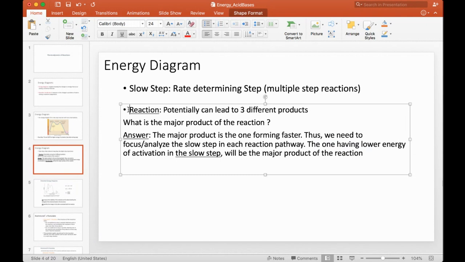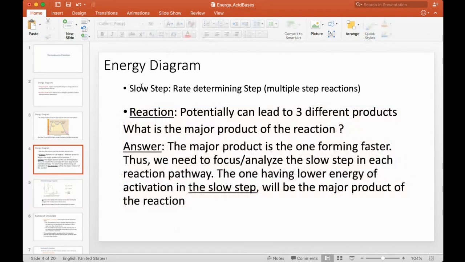I want you guys to really understand this. It's a generic way of presenting this idea, but you can apply this a lot. I'm going to say this again, okay? Because you will face a lot of reactions in organic chemistry in which there are potentially different products that can be formed. And then you need to ask yourself, if I have 3 different reaction pathways, which one will be the favorite? And then quickly, as soon as you think so, you need to focus on what?